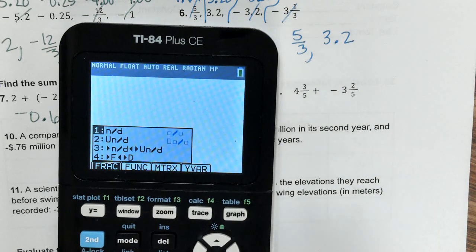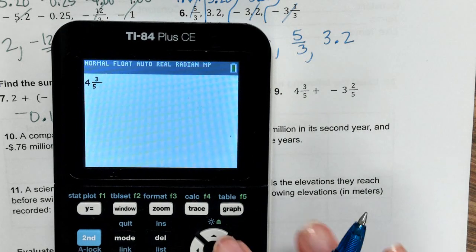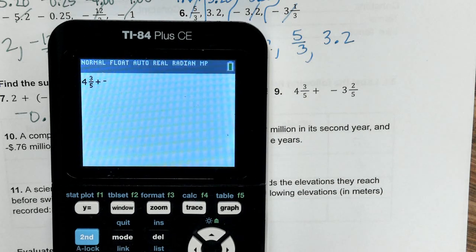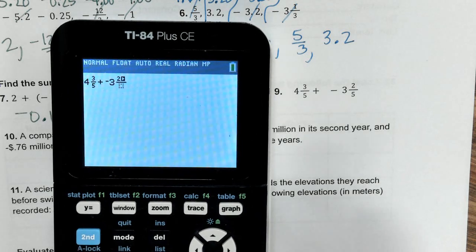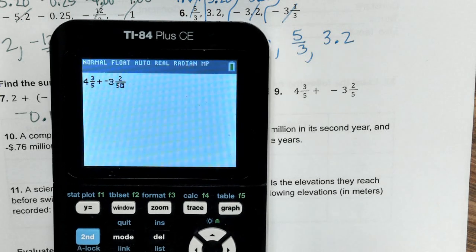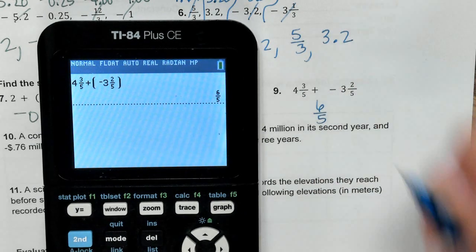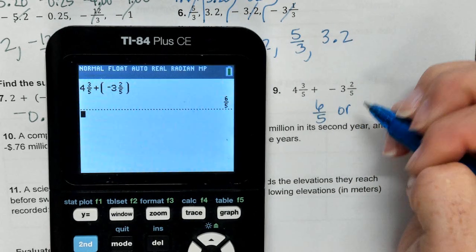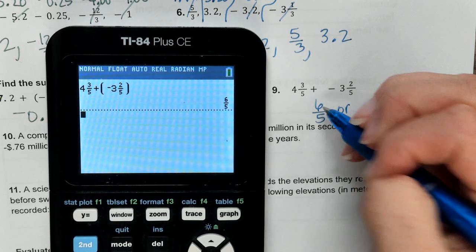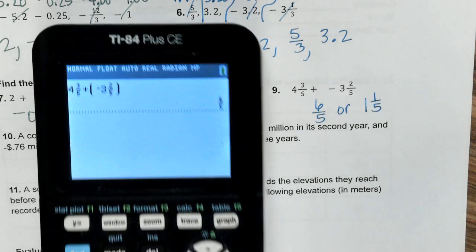Okay, this one I have 4 and 3/5, so I'm going to do alpha y equals option 2. 4 and 3/5, tab out, plus negative, alpha y equals option 2, 3 and 2/5. You can literally write your answer as 6/5. I'm perfectly fine with an improper fraction. If you would like to change it to a proper fraction, you would simply say 5 goes into 6 one time with 1 left over, keep the denominator.